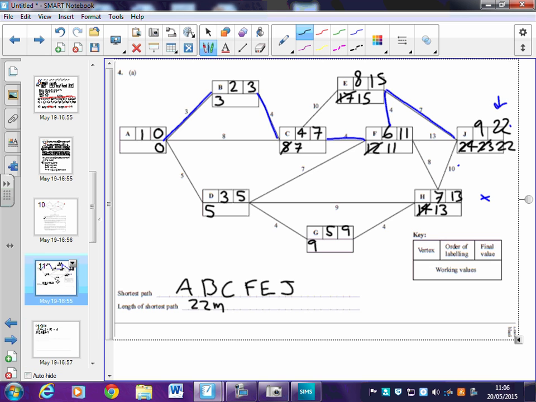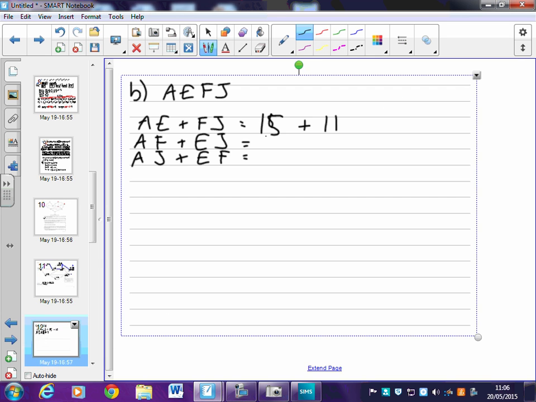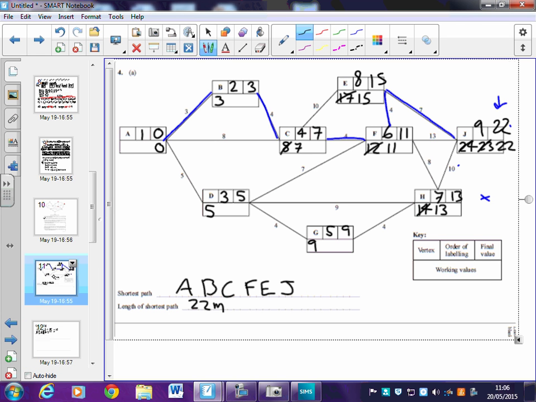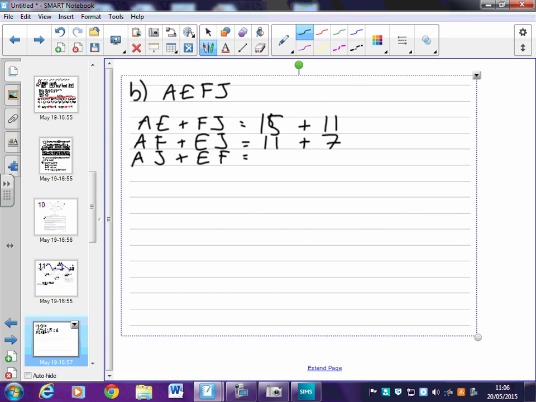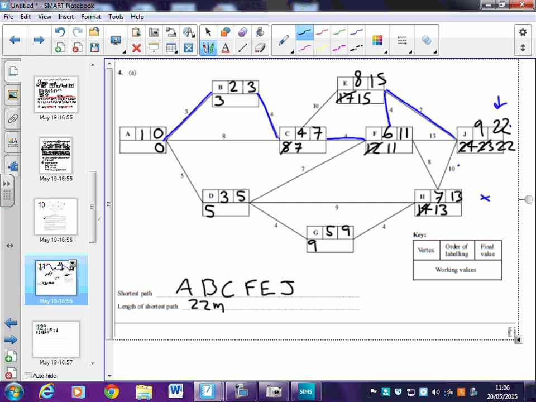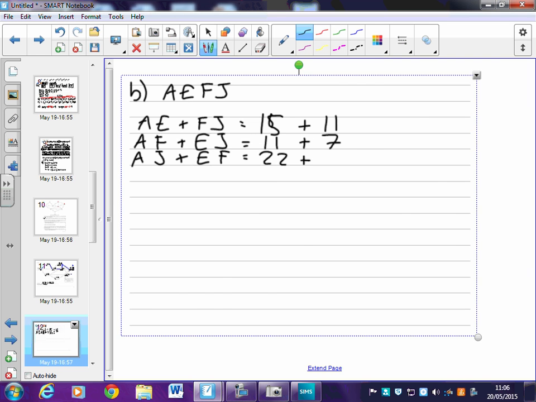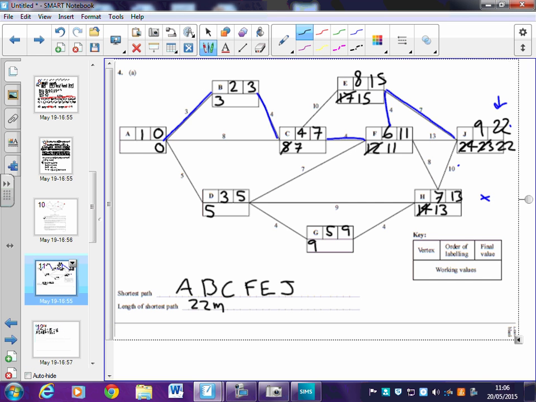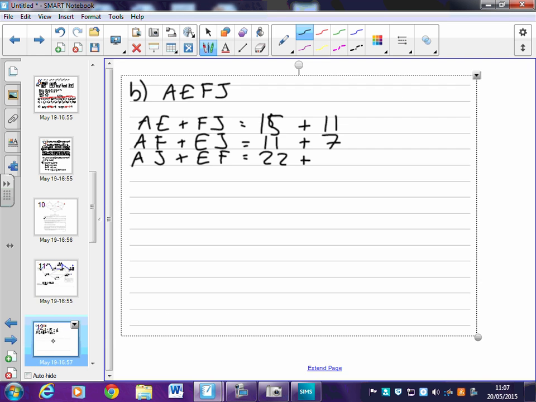A to F is my next one. A to F is 11, because I've got it on there. And E and J, I want the shortest path between E and J, which is going to be the 7. Again, it's using the blue lines to help us. And lastly, AJ and EF. Well, AJ is 22, and E to F is 4. Okay, add those up. I've got 26, I've got 18, and I've got 26.